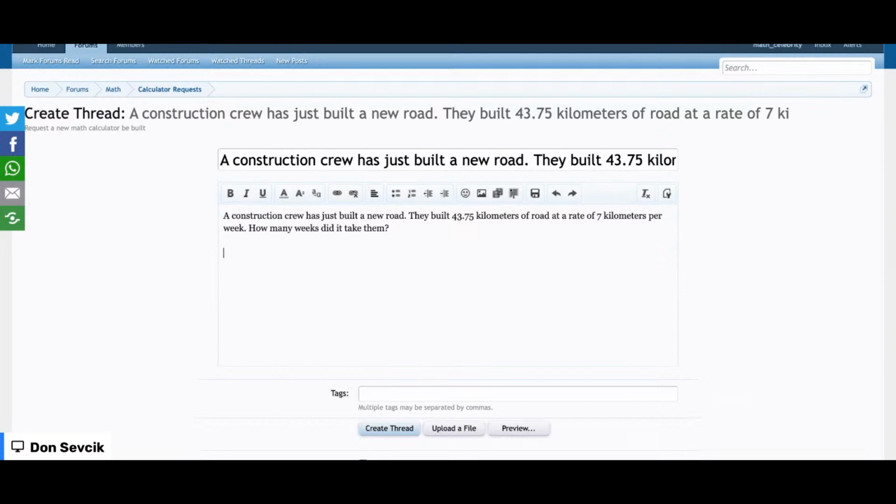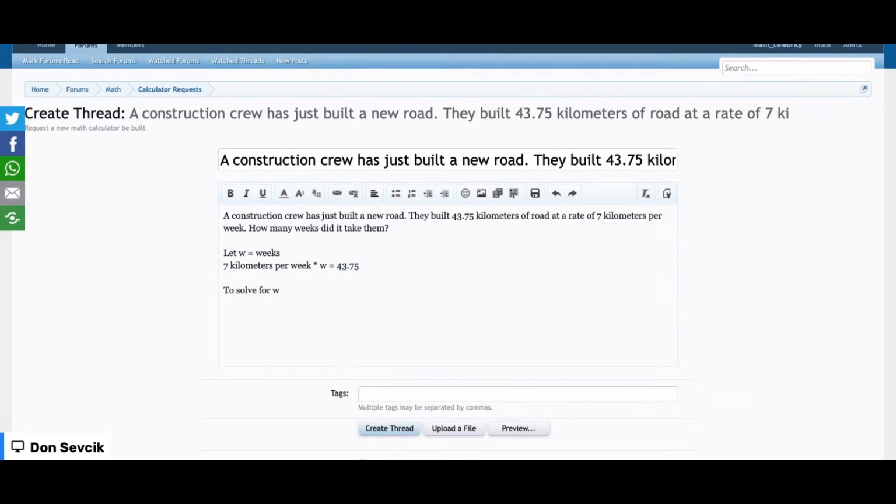Let's list this out as an equation. So what do we got here? 7 kilometers per week times W weeks. We'll say let W equal weeks, equals 43.75. So the construction crew builds at a rate of 7 kilometers per week. They go for W weeks. And after that, they get 43.75 kilometers.